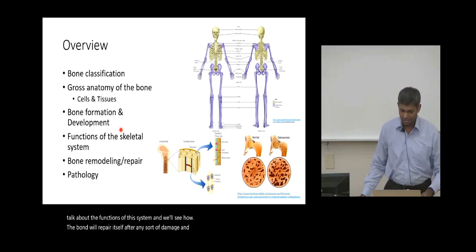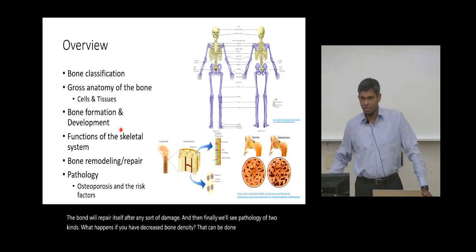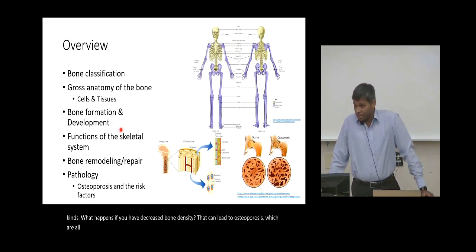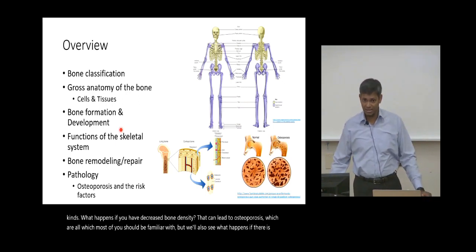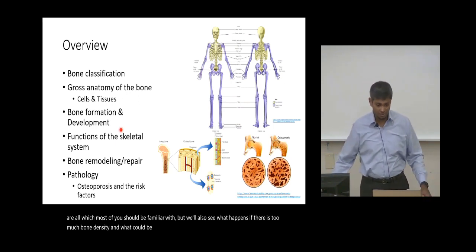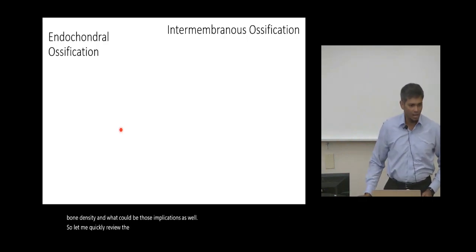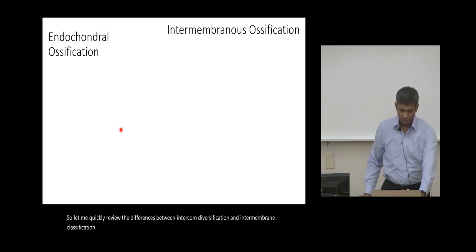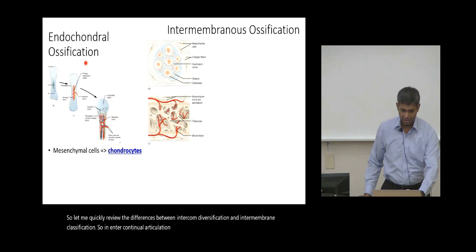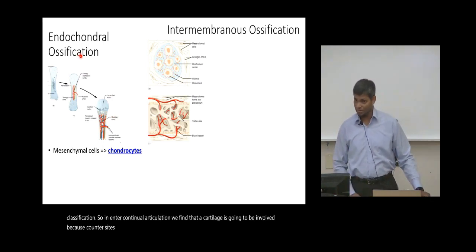And then finally we'll see pathology of 2 kinds. What happens if you have decreased bone density? That can lead to osteoporosis, which most of you should be familiar with. But we'll also see what happens if there is too much bone density, and what would be those implications as well. So let me quickly review the differences between endochondral ossification and intramembranous ossification. So in endochondral ossification, we find that a cartilage is going to be involved because chondrocytes are going to play a role in it.